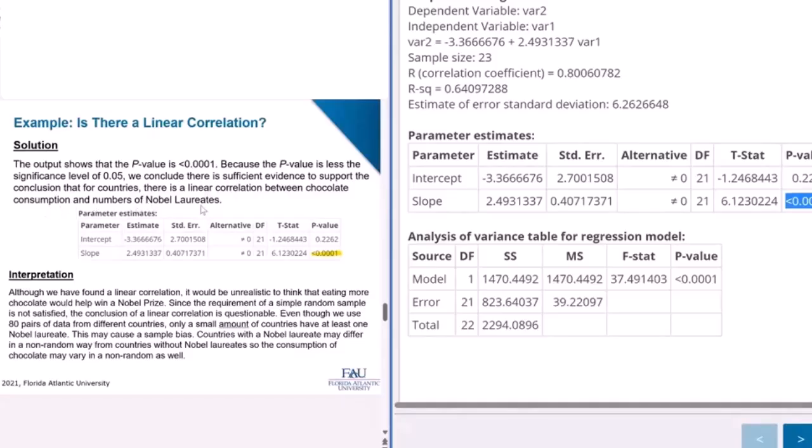Even though we use 23 pairs of data from different countries, only a small amount of countries have at least one Nobel laureate. That's why it's not random, because not all countries will have a Nobel laureate. This may cause a sample bias. Countries with Nobel laureates may differ in a non-random way from countries without Nobel laureates. The consumption of chocolate may vary in a non-random way as well. How are we going to compare countries that have no Nobel laureates to how much chocolate they eat?